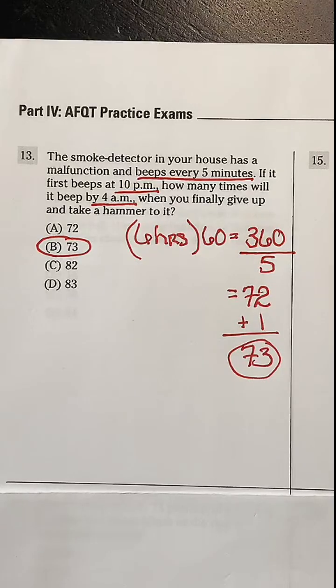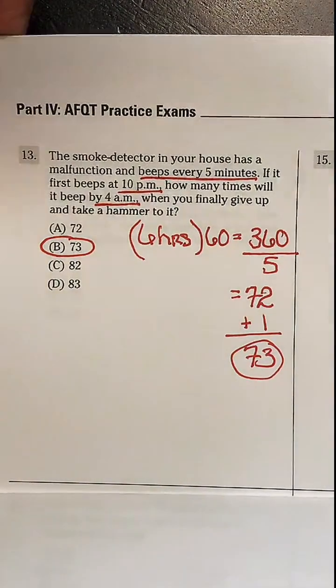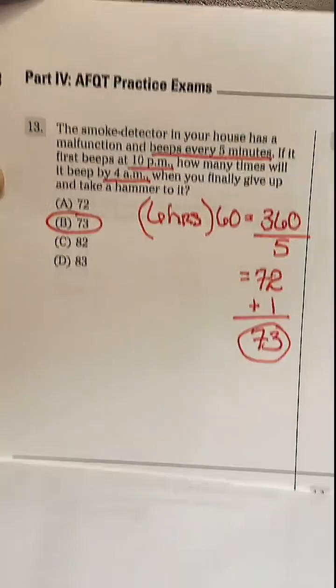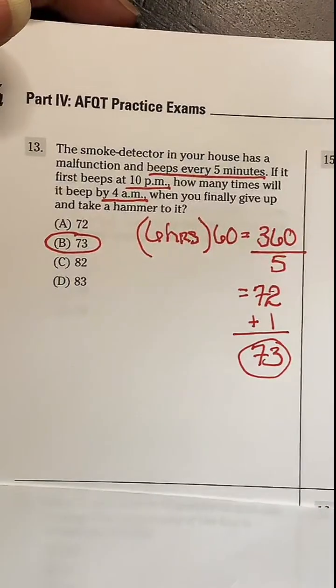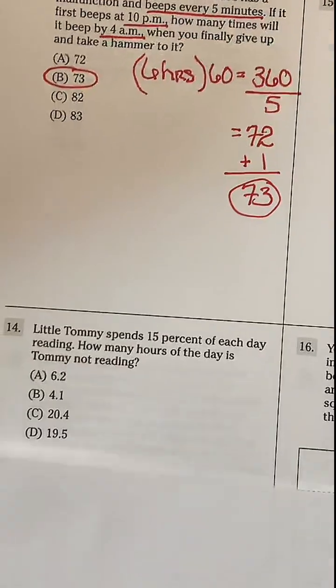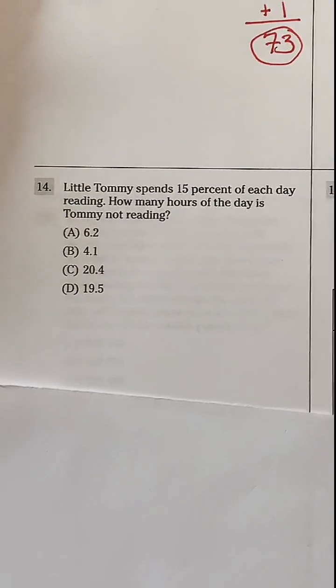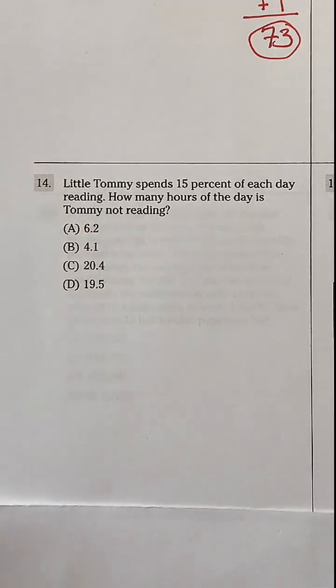How'd you get 360? Well, there's 60 minutes in the hour. So if we got 6 hours, multiply that by 60. Bam. 360. All right, let's get going.